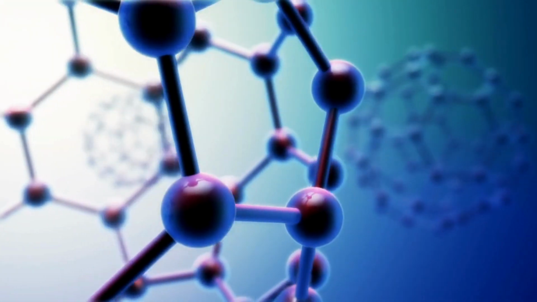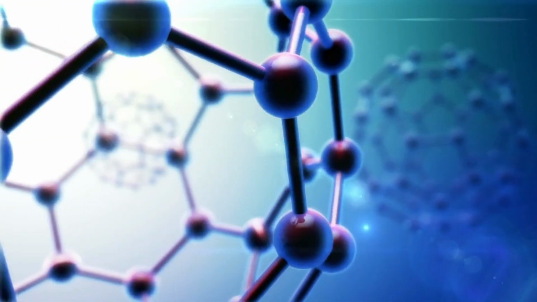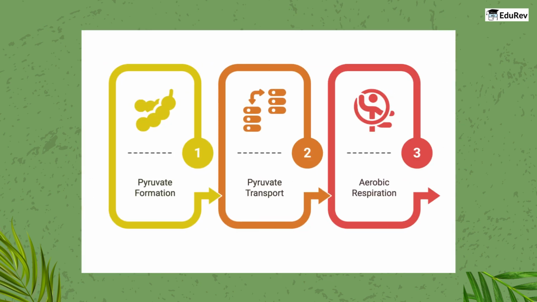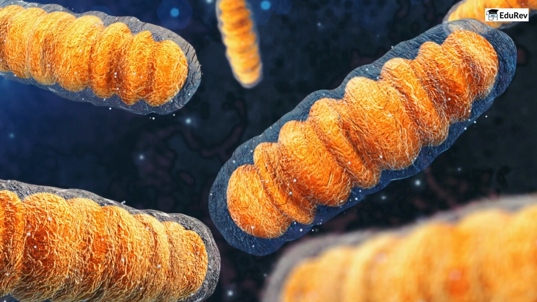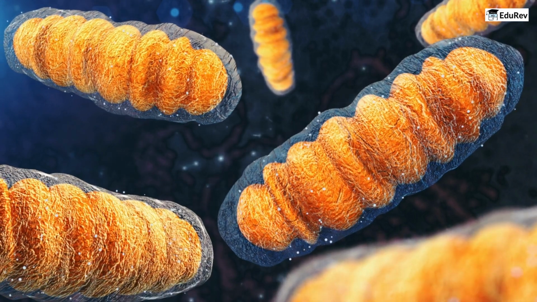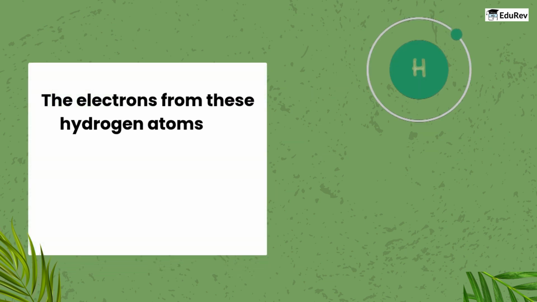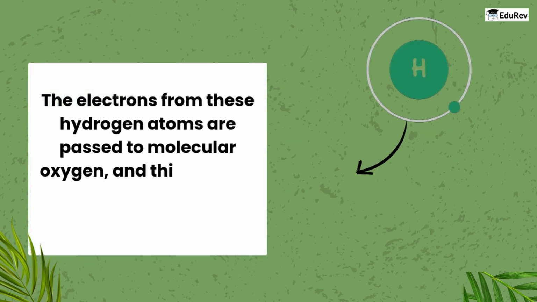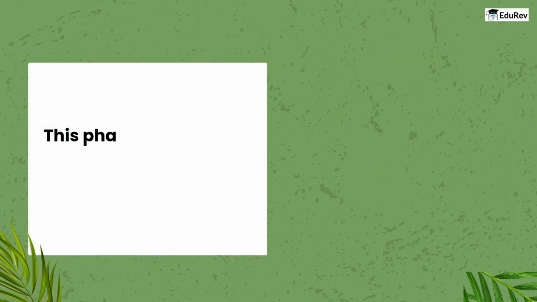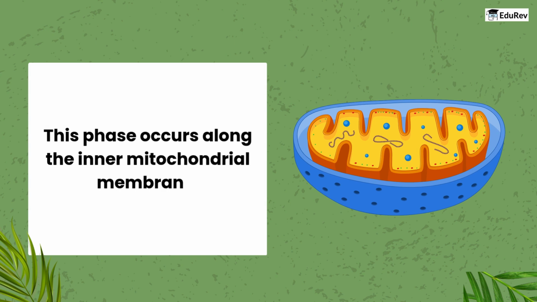Now, let's connect this to what we learned previously. Glycolysis ends with pyruvate in the cytoplasm. But for aerobic respiration, pyruvate needs to be transported into the mitochondria. Inside the mitochondrial matrix, it undergoes stepwise oxidation, releasing carbon dioxide and removing hydrogen atoms. The electrons from these hydrogen atoms are passed to molecular oxygen, and this transfer helps in the synthesis of ATP. This phase occurs along the inner mitochondrial membrane.